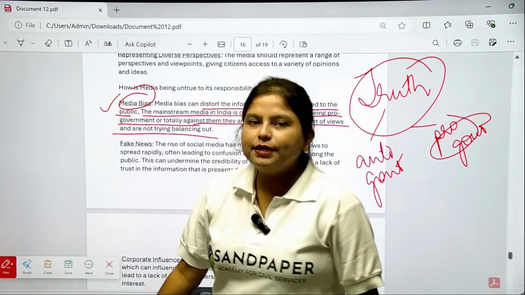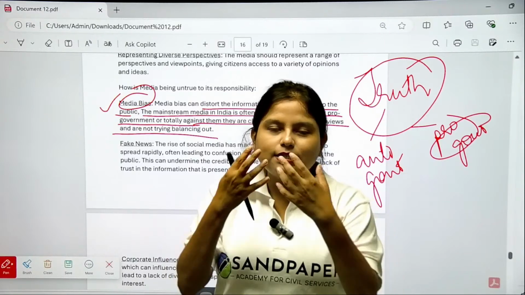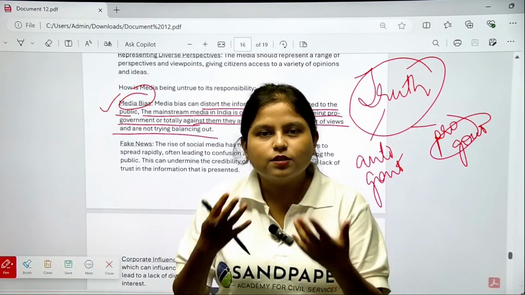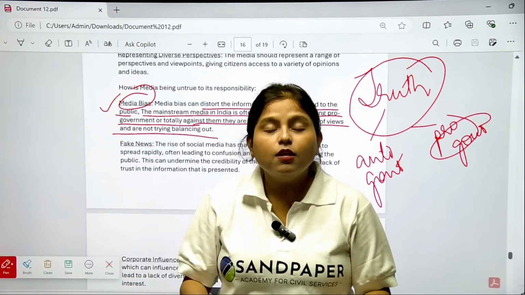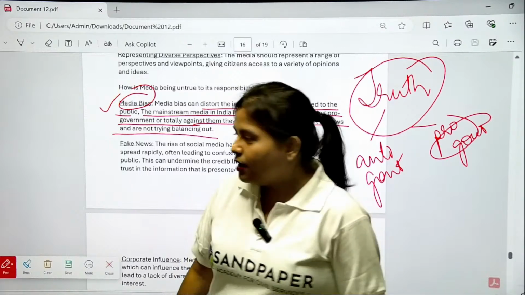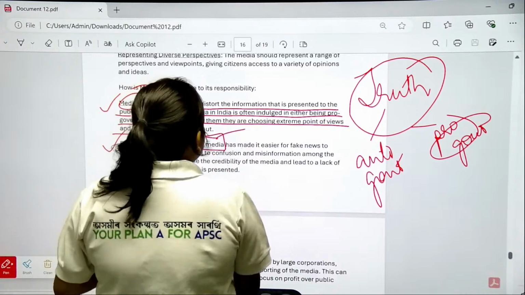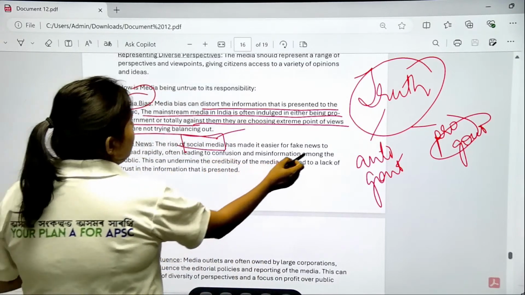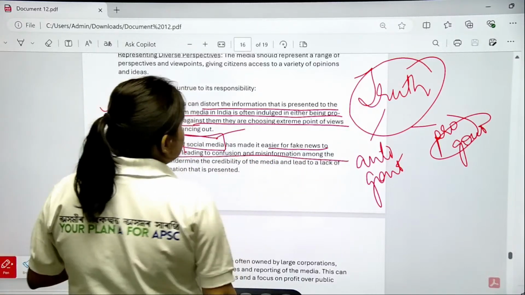If there is media bias, we don't get the truth. We are not knowing. We are citizens. Whichever channel we watch, it shows either bias or truth, and as citizens we don't get the truth. So what is going to happen? We are going to be misinformed, as Mark Twain said. Going ahead, fake news. We see a lot on social media. Rise of social media has made it easier for fake news to spread rapidly, often leading to confusion and misinformation among the public.